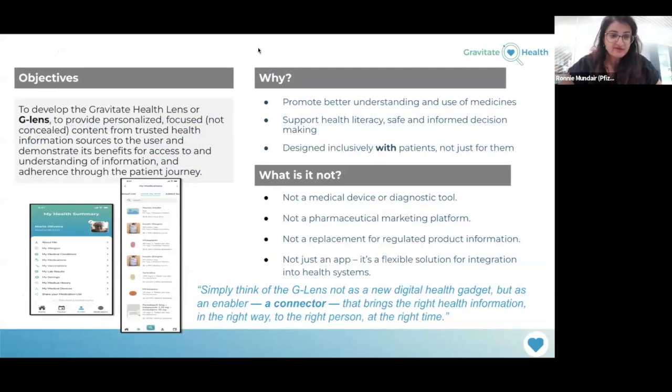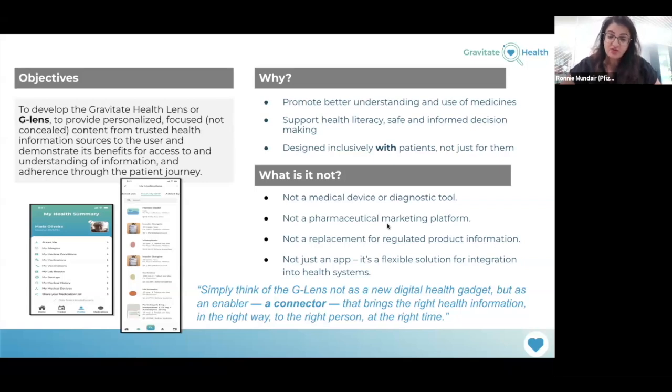So Gravitate Health's objective is to provide personalized, focused, but not concealed content from trusted health information sources to the user, and demonstrate its benefit for access to and understanding of information and adherence in their patient journey. So why are we doing that? To promote better understanding and use of medicines, support health literacy, and make sure there's safe and informed decision making. But importantly, it's designed with patients, not just for them.